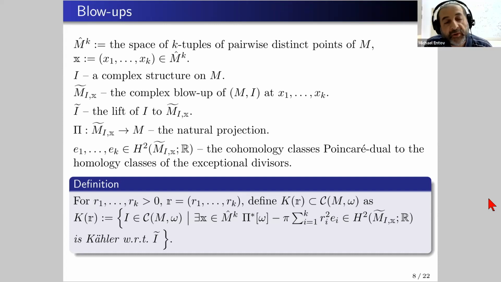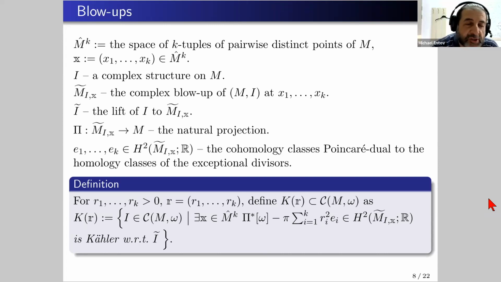These are the radii of your balls. And then we're going to define the following set. This is the set of all complex structures, Kähler-type integrable complex structures on M that are compatible with omega and such that for some k-tuple of points in M, when I blow up with respect to that complex structure at these points, the homology class written here is Kähler with respect to the complex structure of the blow-up.